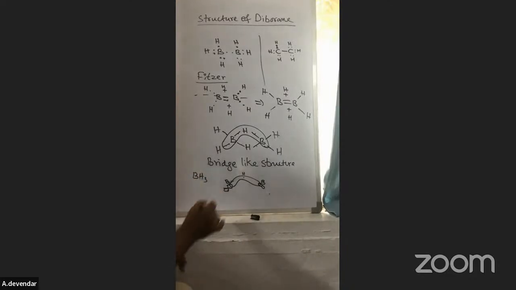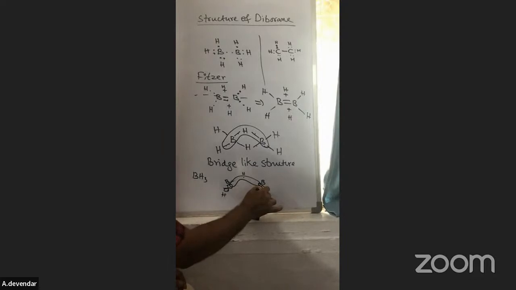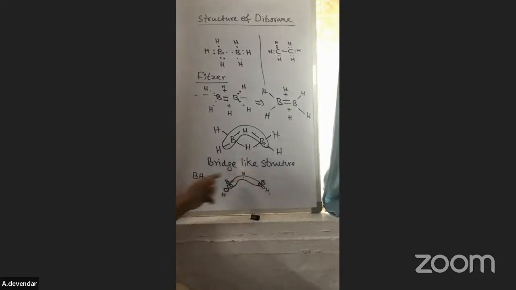The borane means here H is there, here H is there. This H is present in between, that is a bridging between the boron and boron. The hydrogen bridges. This is according to Fitzgerald. Even though Fitzgerald gave a structure like this, it is discarded.